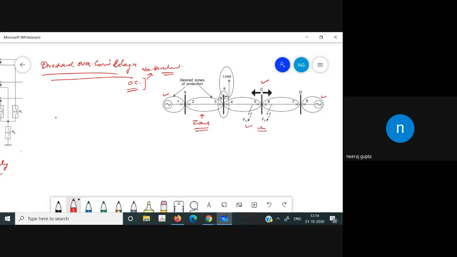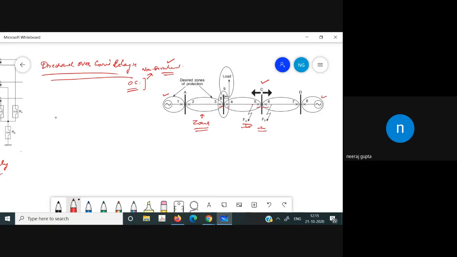Now let us suppose that we have the fault FA in this line. As per the desired zones, because of the fault in this part, circuit breaker 4 and circuit breaker 5 will trip. But if the non-directional overcurrent relay is used, then 3, 4, 5, and 6 will trip, which is not desired.